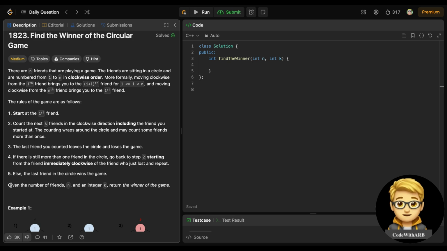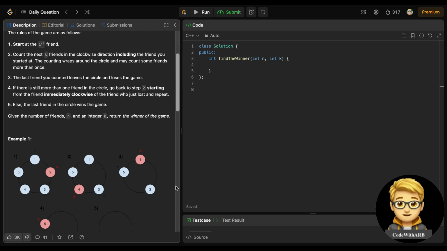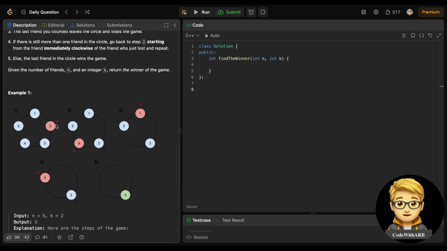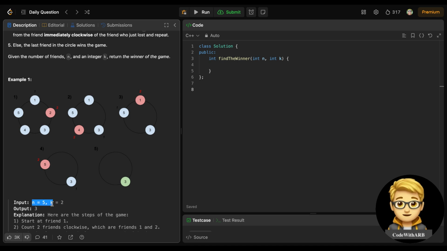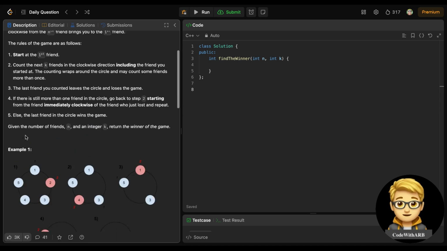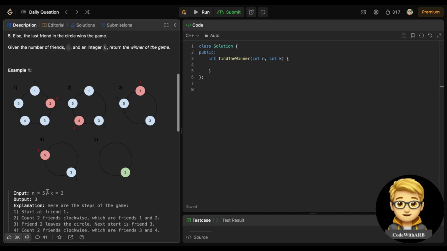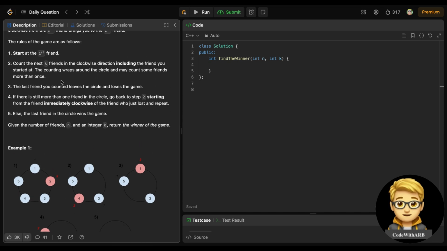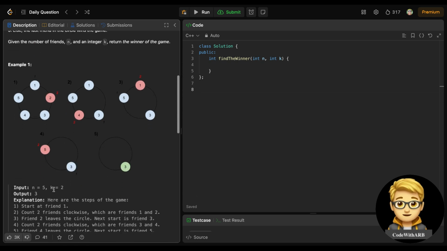So basically we need to find, given the number of friends n and an integer k, the winner of the game, right? If you see the first example, n equals 5 and k equals 2. So friends 1 2 3 4 5 are in a circle, and k equals 2 is given. We also need to include the friend from which we started, so if k equals 2, we count k minus 1 more.